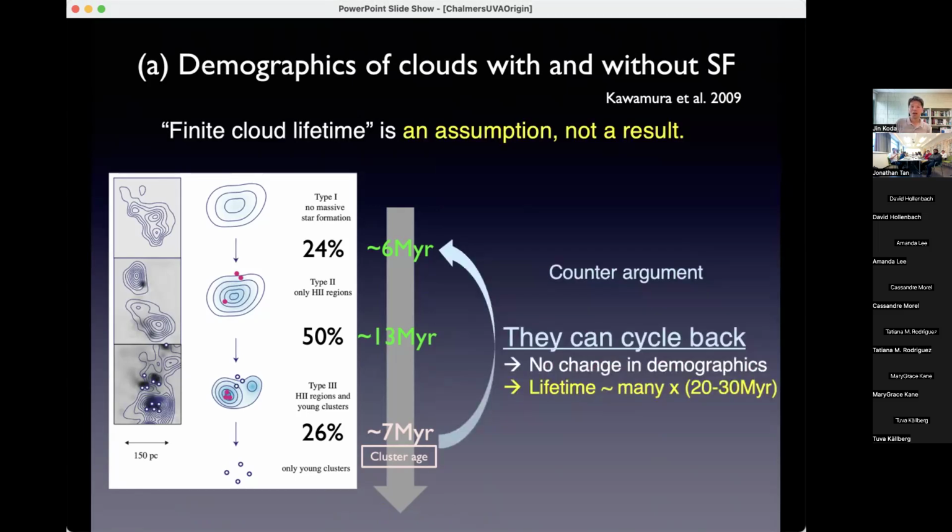But you may realize that the short lifetime scale is actually an assumption rather than a result, because a molecular cloud could go back to the type 1 phase after star formation. So even if a cloud starts from no star formation and then starts star formation and has young clusters, after that, if it goes back to type 1, then it still maintains the fractions, the demography, of the cloud population, but the cloud lifetime becomes much longer. So if it goes through 3 cycles of star formation, for example, then the cloud lifetime becomes 3 times 20 to 30 million years, and that's already 100 million years, a very long lifetime.